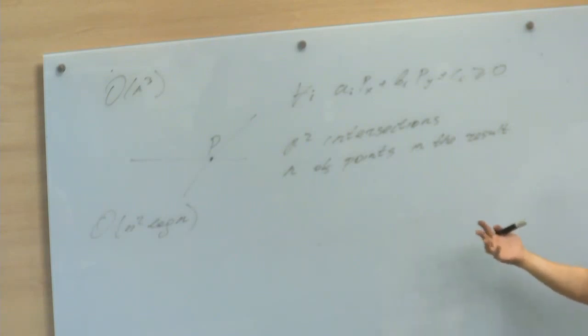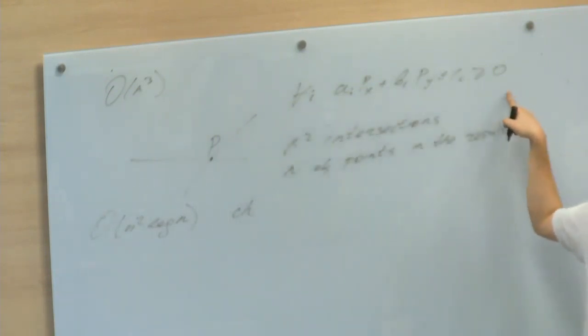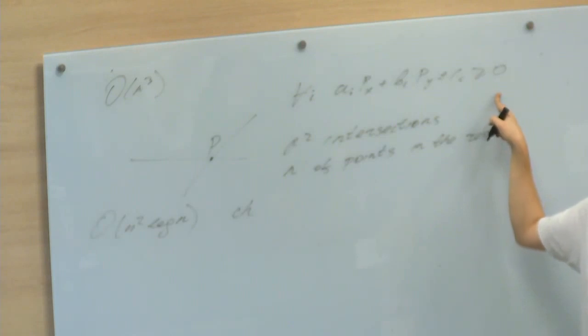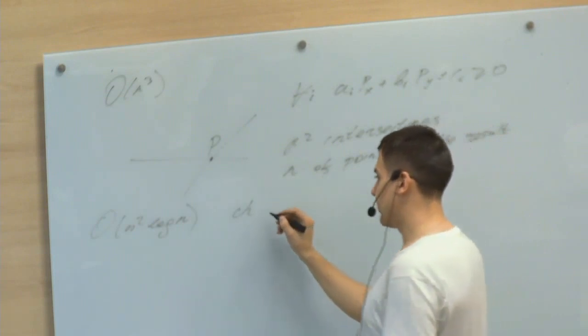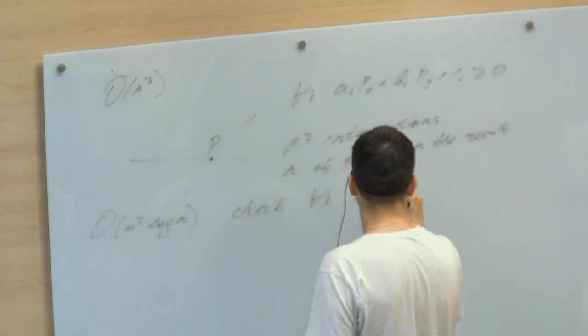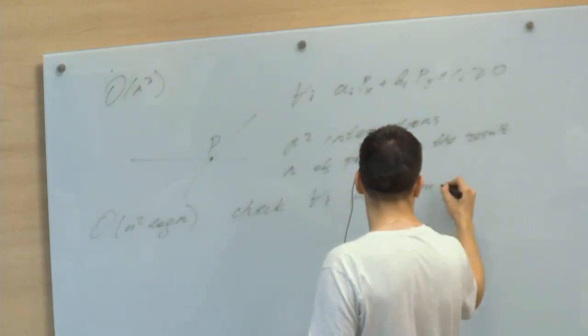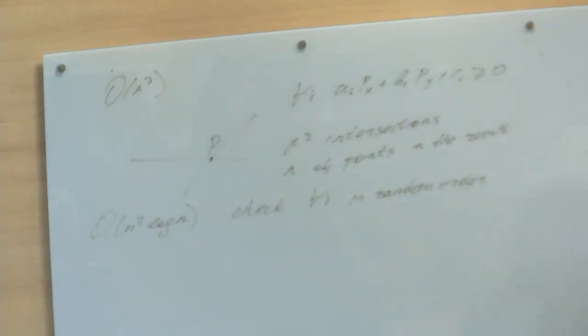So if we check in random order, then this becomes n squared log n. So we don't just check this for every i. Instead, we'll check for every i in random order. And it's possible to prove that it takes n squared log n on average for a random permutation.